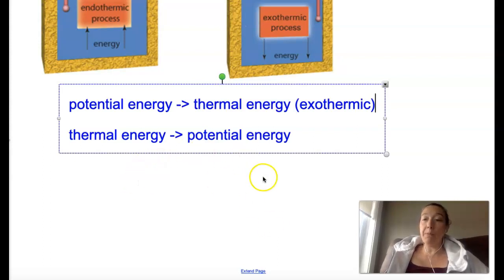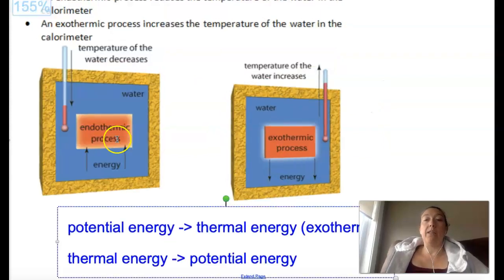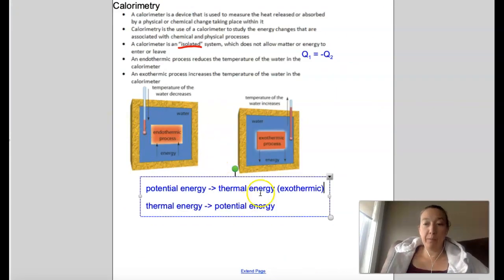If I find the opposite, though, and I find that thermal energy was converted into potential energy, I'm going to find that the water got colder because we pulled thermal energy from the water to use it to create potential energy, because we needed more energy to break the bonds than was released as we formed them.